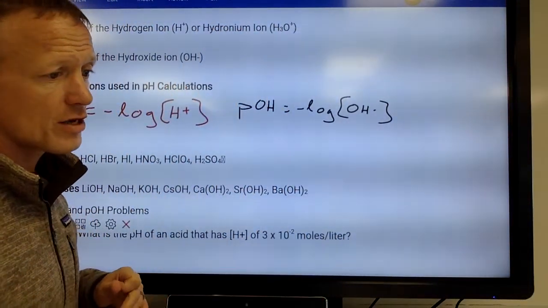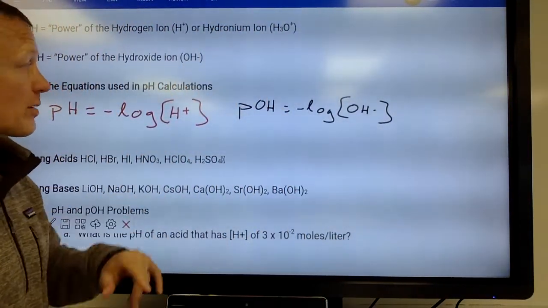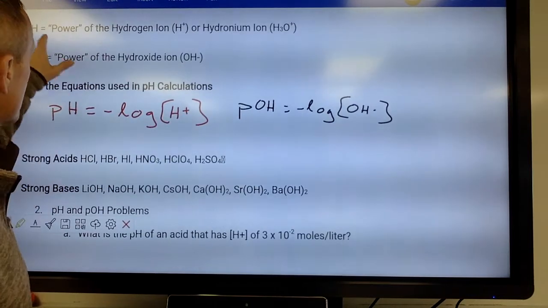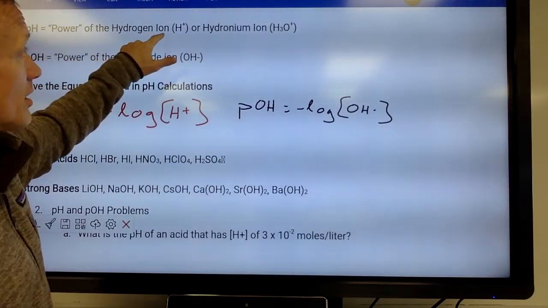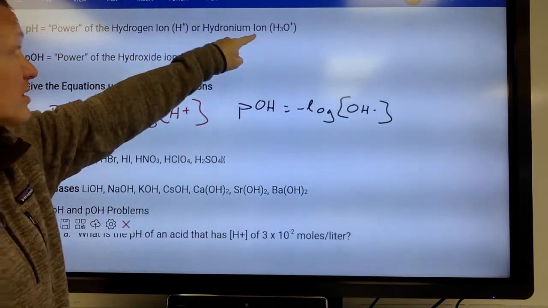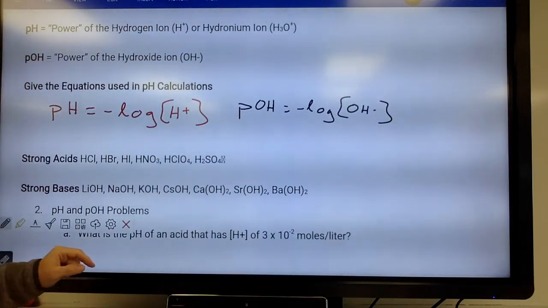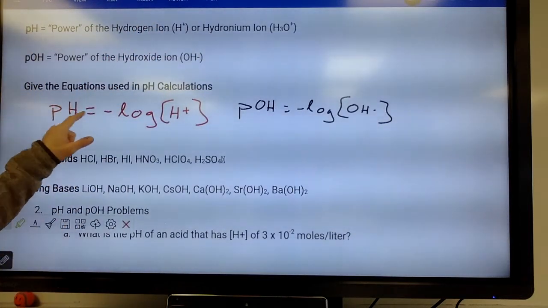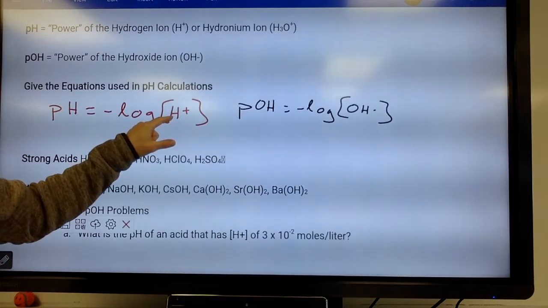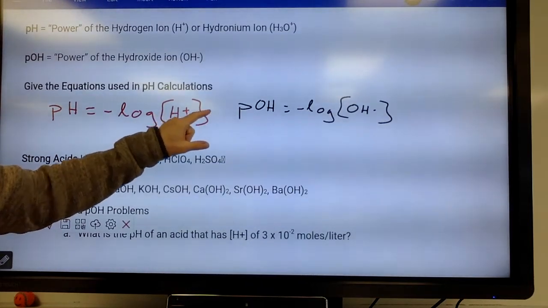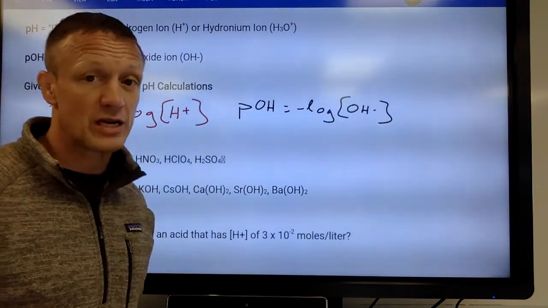So here are the equations you will use, at least two of them. There's a couple more. pH is the power of the hydrogen ion, or hydronium ions. Remember, H3O plus is the same thing as H plus. To get the pH, you take the negative log of the molarity of H plus ions. pOH is the negative log of the molarity of the OH negative ions.